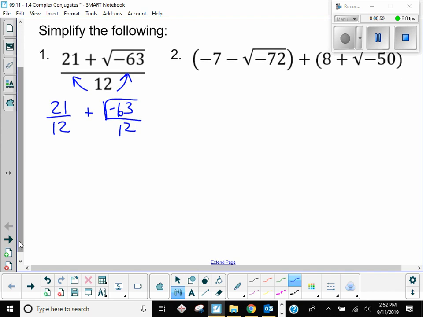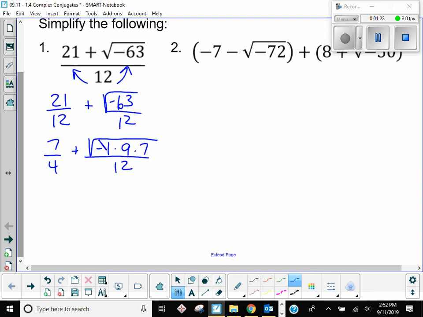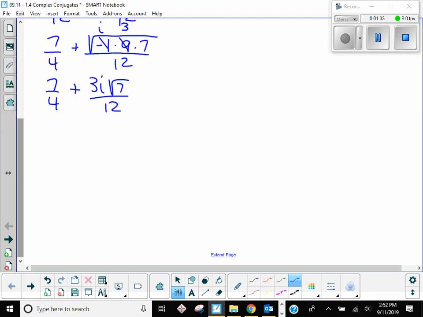Okay. So this is me just separating it into two fractions. I can simplify this. Hayden, what can I divide out of these two numbers? What can I divide out of those to simplify? 3, right? So that leaves me 7/4. And then here, underneath, you all pretty much simplified your radical correctly. You got I for the -1, and then pulled out that 3. 3I rad 7/12.